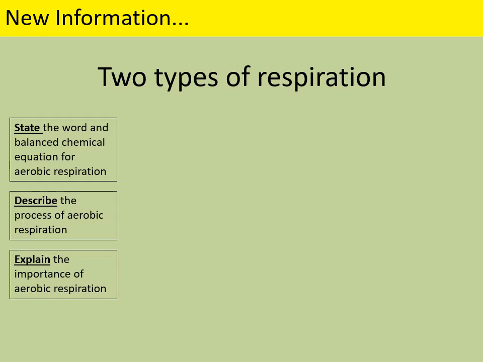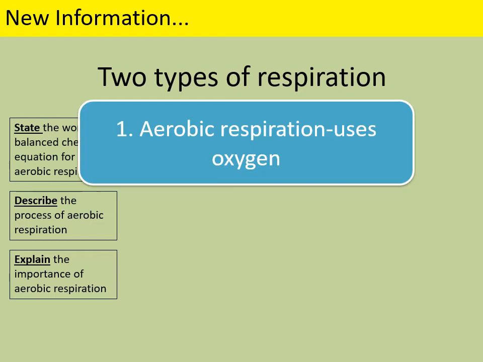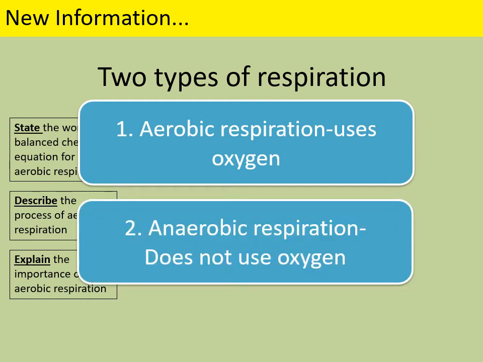So this is all new information. There are two types of respiration that happen in our body. Predominantly aerobic respiration, which uses oxygen. And that's the lesson for today. Second type, which we'll do next lesson next week, is anaerobic respiration. It does not use oxygen.